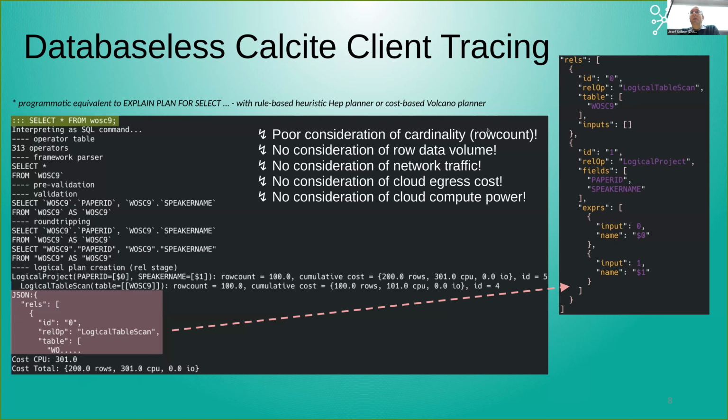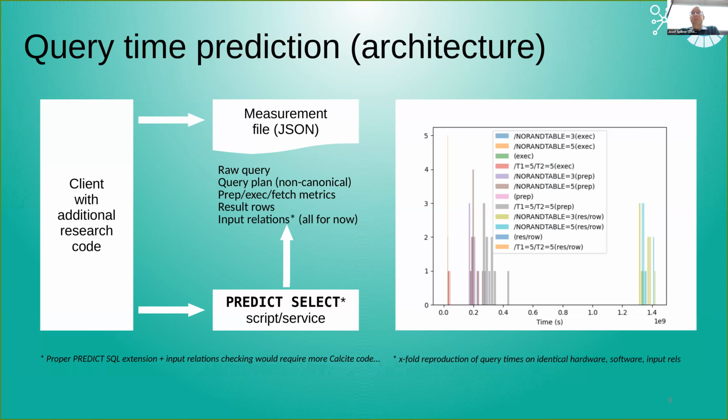And if we then go beyond the system boundaries, such as network traffic, egress cost, and the compute power available at our 2 different cloud providers, this is not at all handled in Calcite. So we tried to extend it. We introduced a new SQL keyword called predict. So we run predict select to find out whether or not our prediction makes sense.